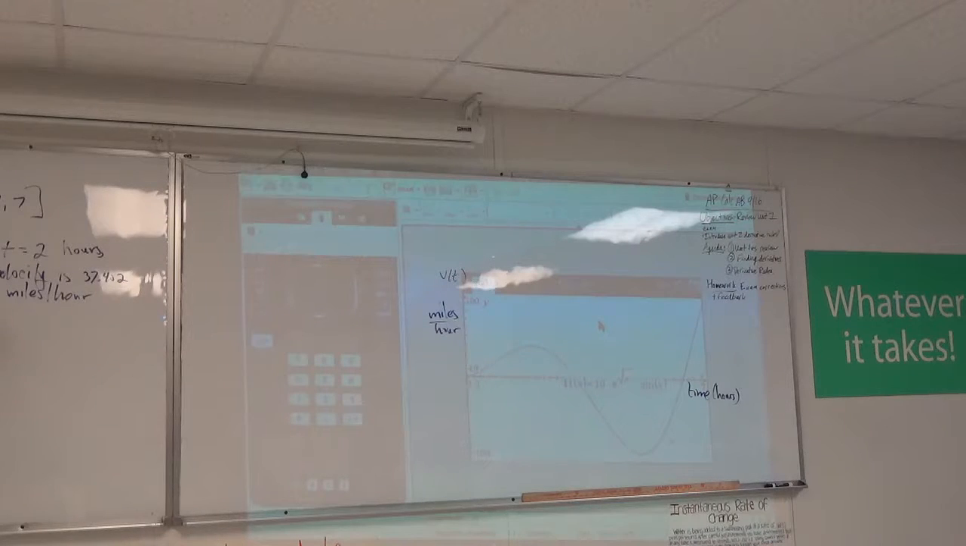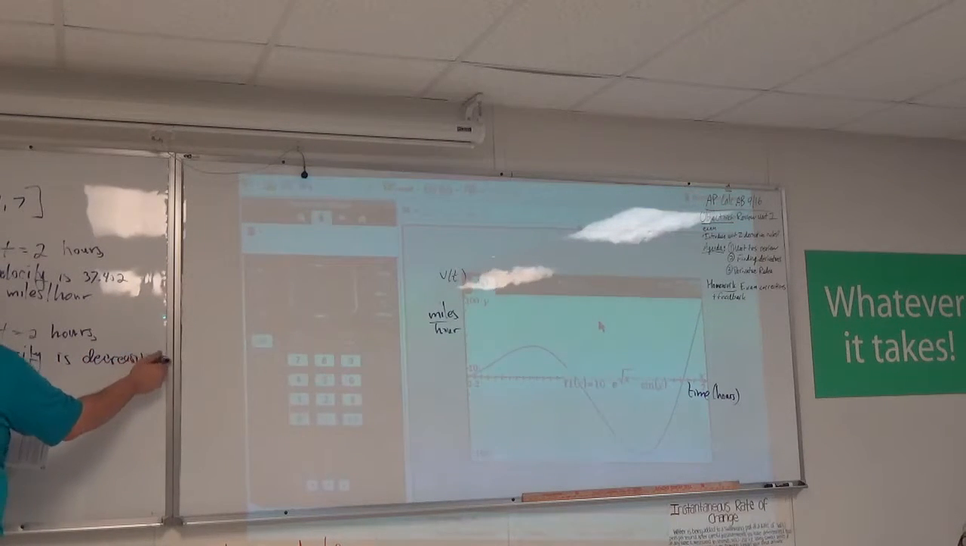At t equals 2 hours, the velocity is changing, it's decreasing, at a rate of... Okay, at t equals 2 hours, good save. I heard you say the velocity is changing. Be specific. Hold your thought just for a second. The velocity is decreasing. Keep it going. At an average rate of 3, at a rate of... Right, not average rate.